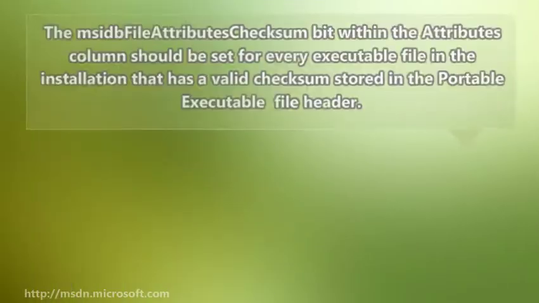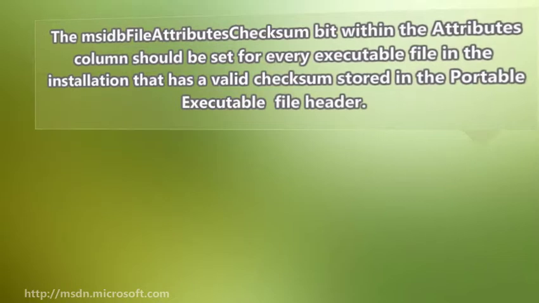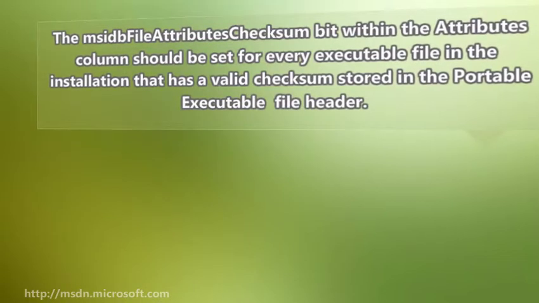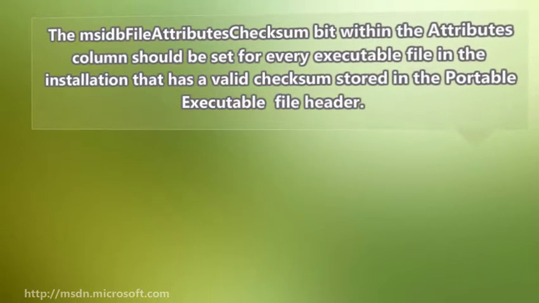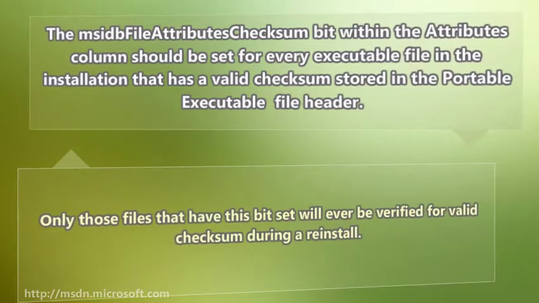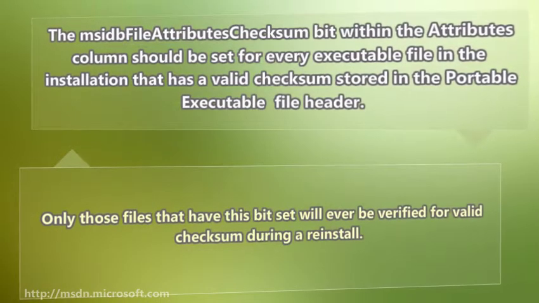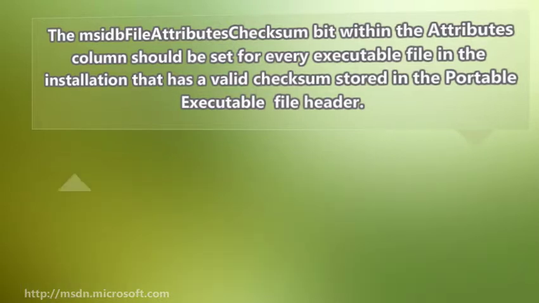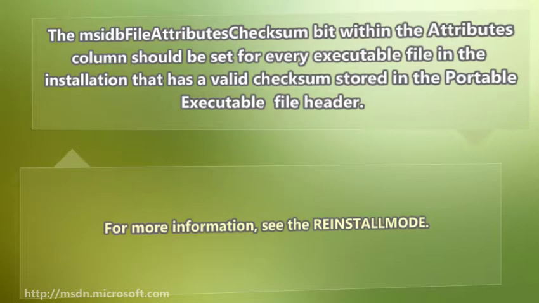The msidbFileAttributesChecksum bit within the Attributes column should be set for every executable file in the installation that has a valid checksum stored in the portable executable file header. Only those files that have this bit set will ever be verified for valid checksum during a reinstall. For more information, see ReinstallMode.